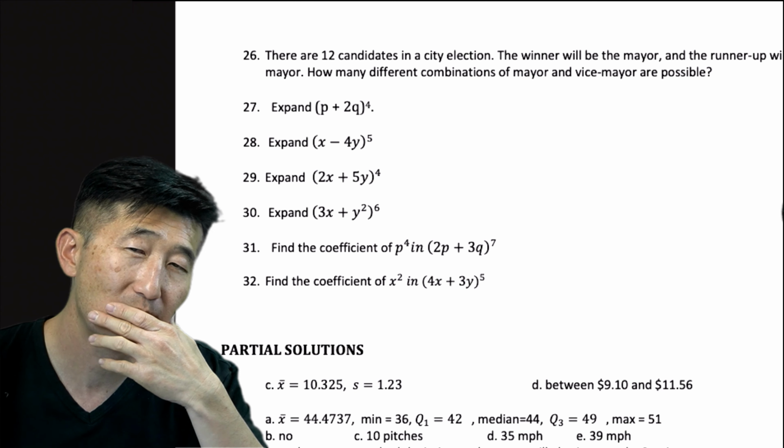Write 1, 5, 10, 10, 5, 1 like this, straight down. These are your coefficients. And the procedure is really simple. Take the first term, which is 4x, put it in a parenthesis, all the way down.